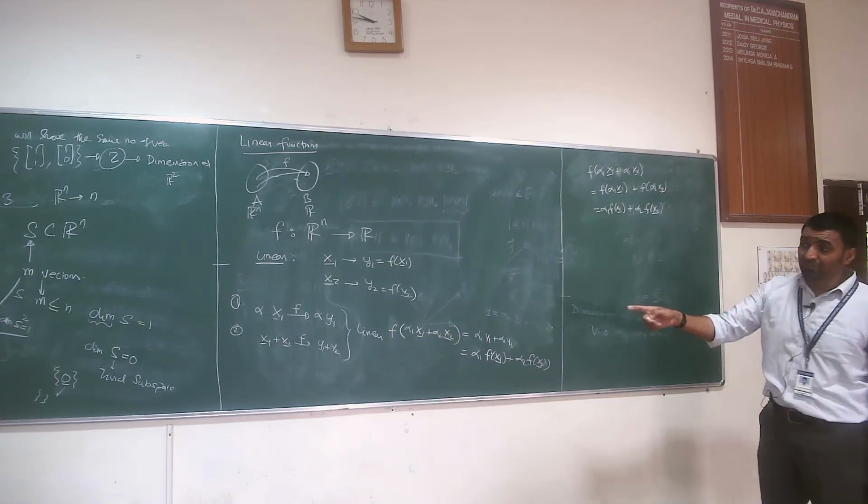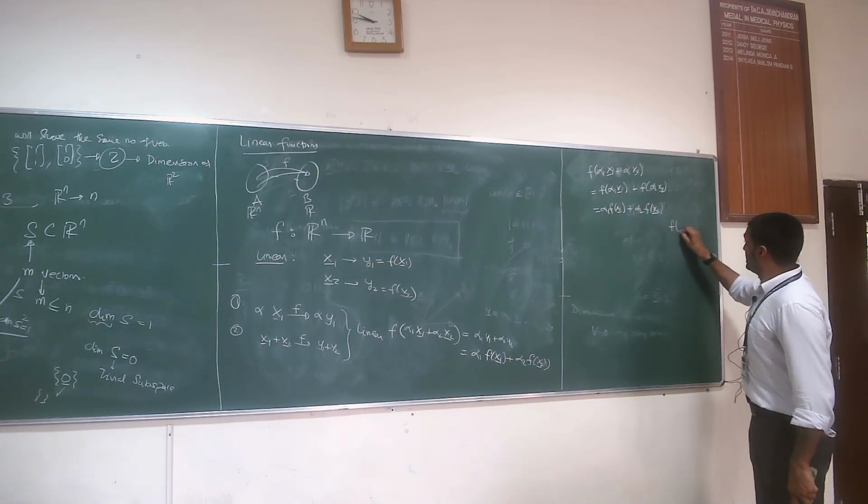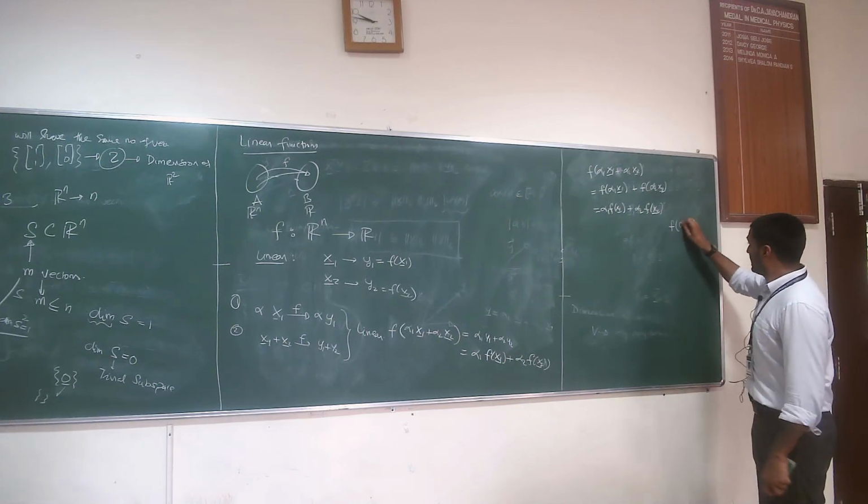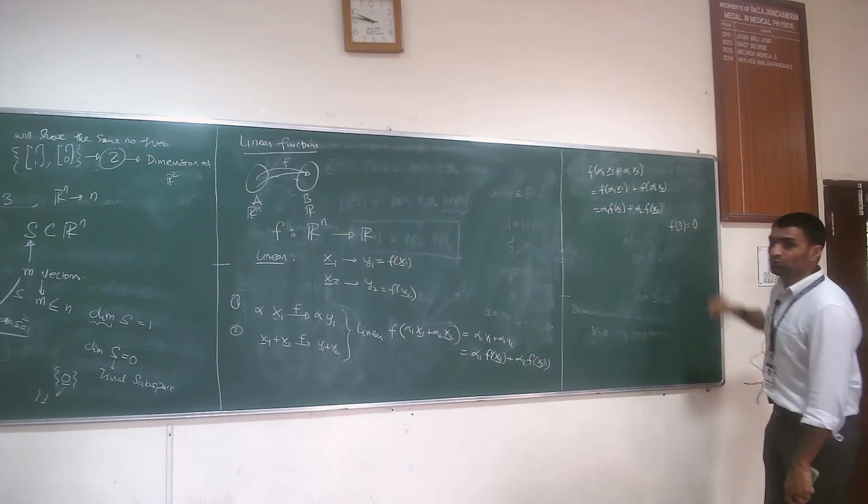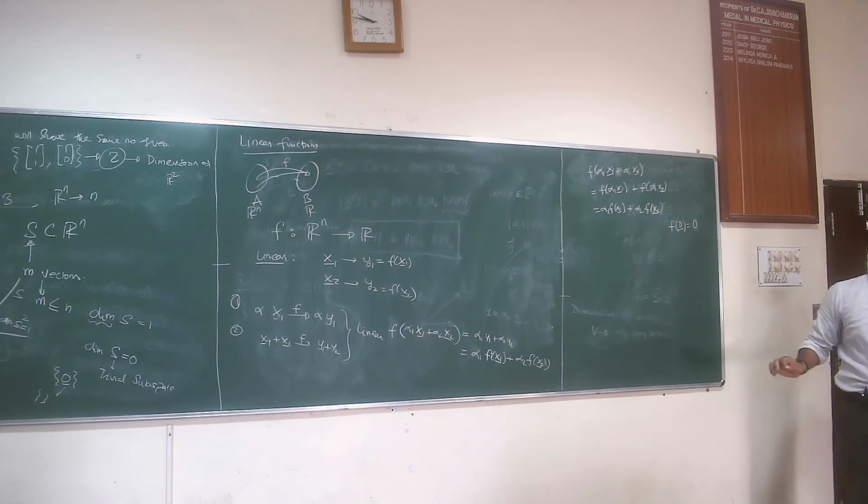Another quick way to verify if a function from Rn to R is linear is if you input the zero vector, it should always give you zero. If it gives you a non-zero value, then it's not linear.